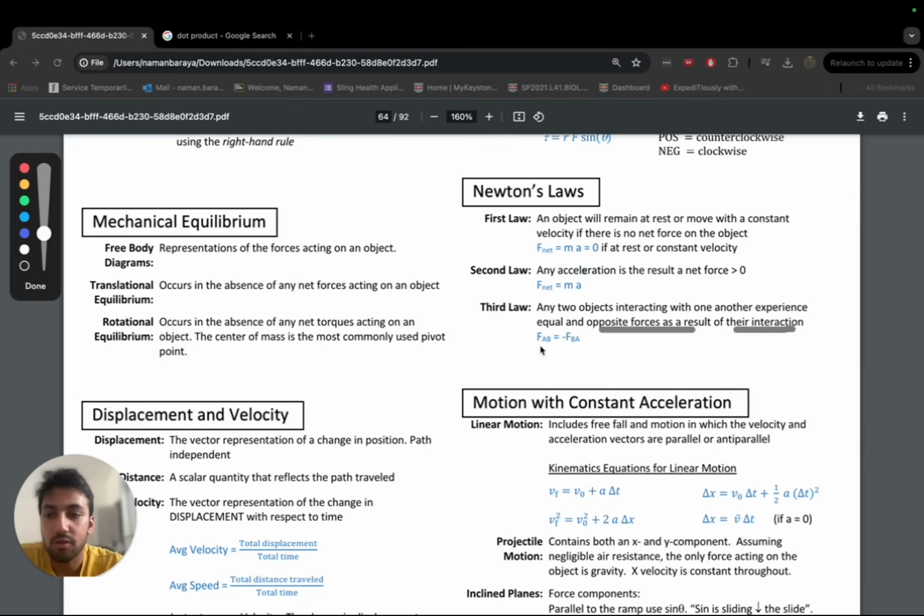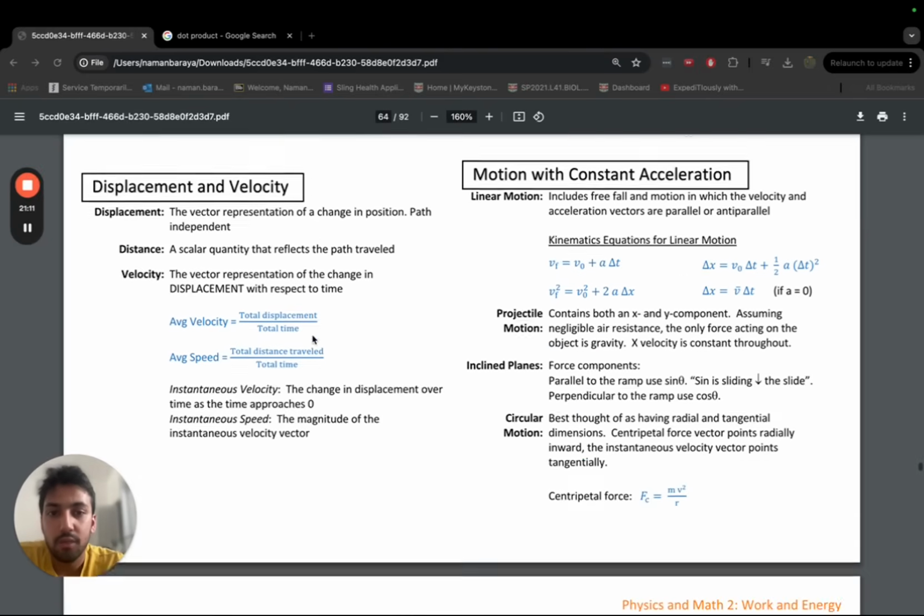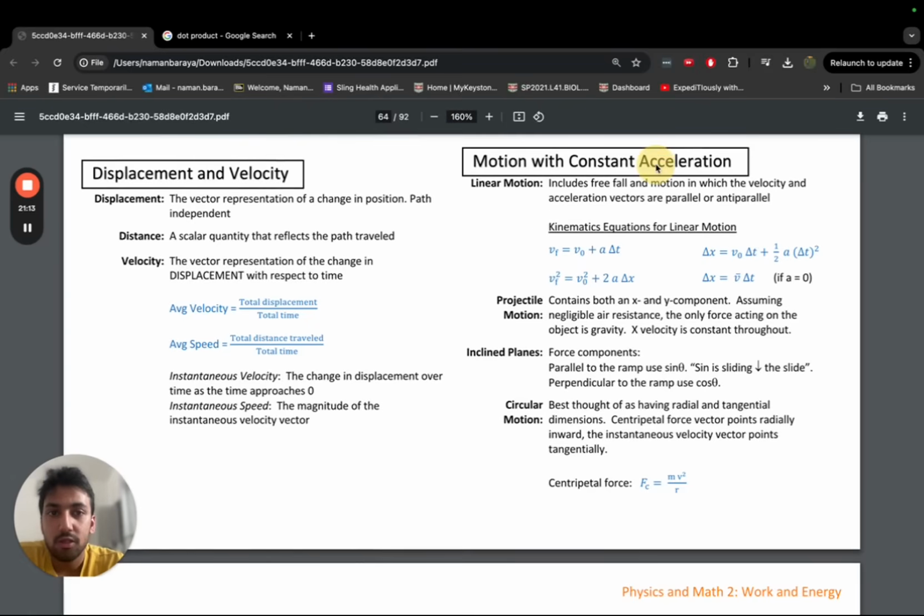So if you remember the gravitational force that I was mentioning, essentially you are standing on the earth, you are being attracted to the earth. That's why you're not able to go flying, because you're attracted to the earth. The earth is also attracted to you. It's just that the force that you exert on the earth is so tiny compared to the earth's force on you. Okay, the next is motion with constant acceleration.